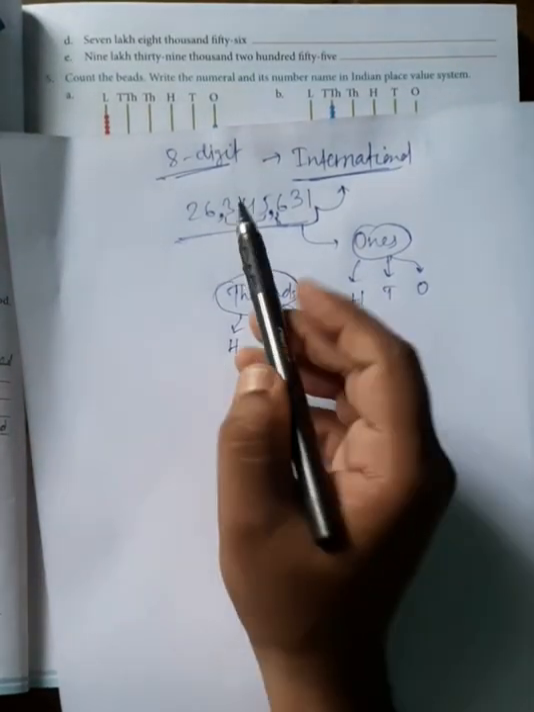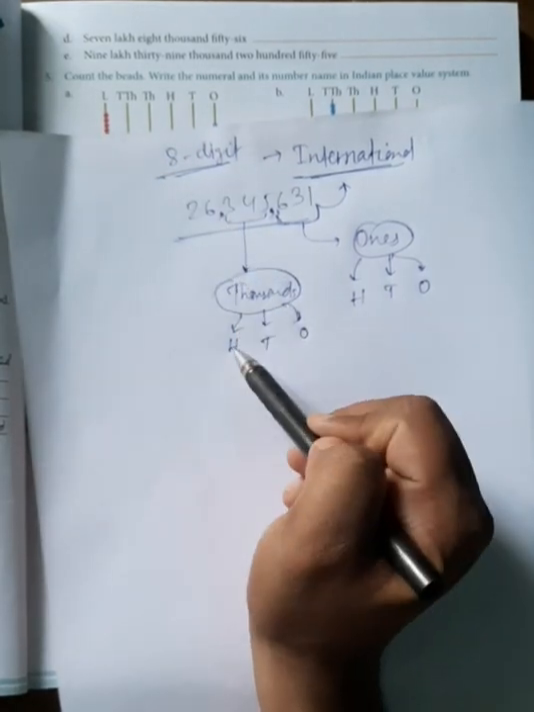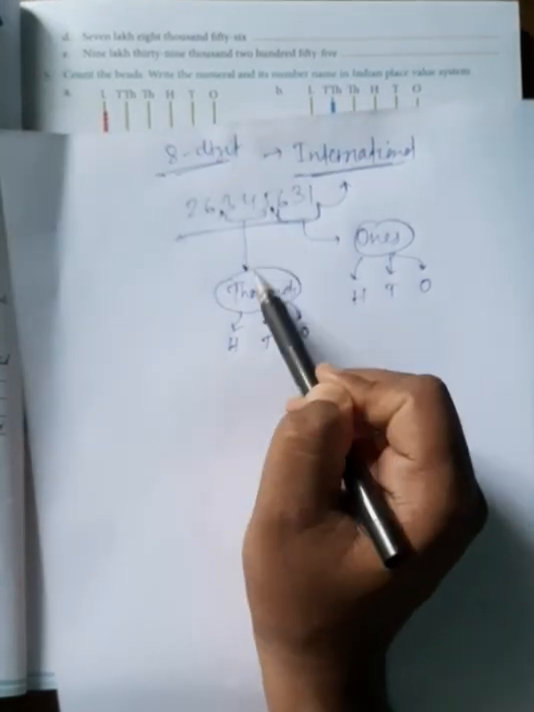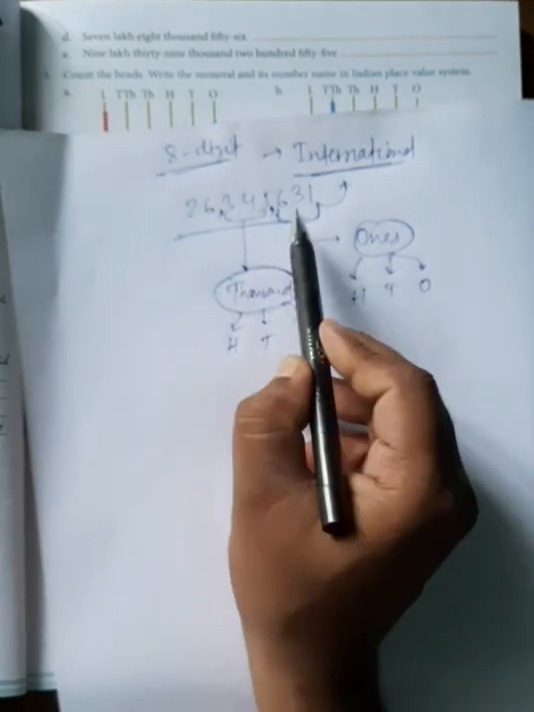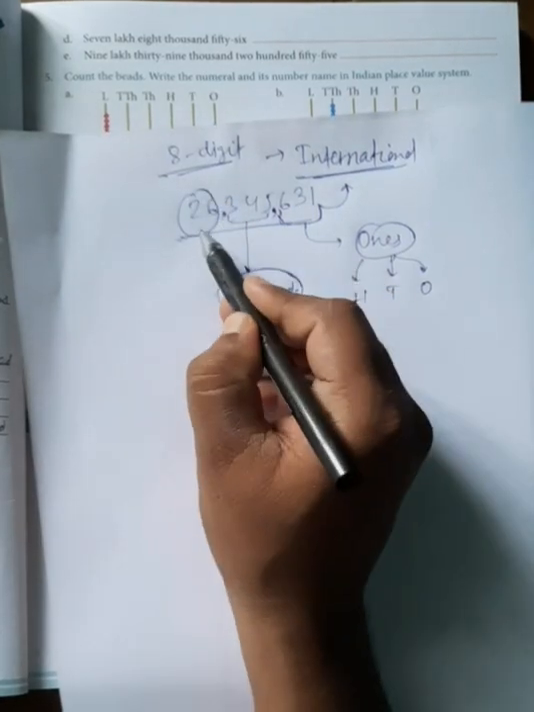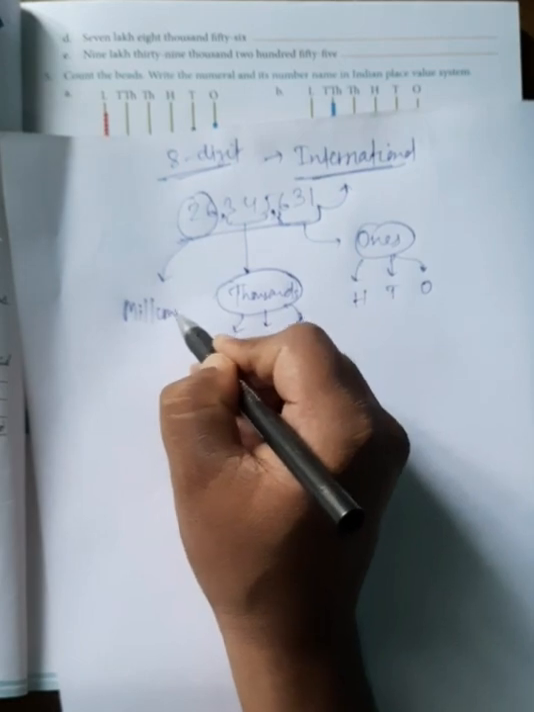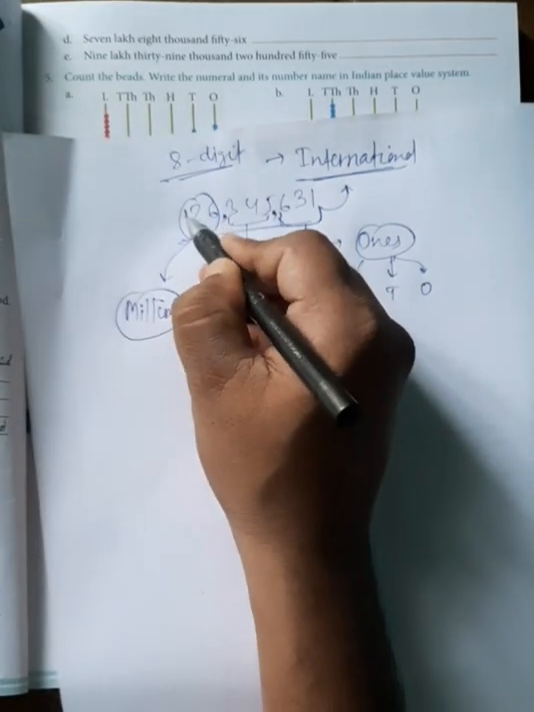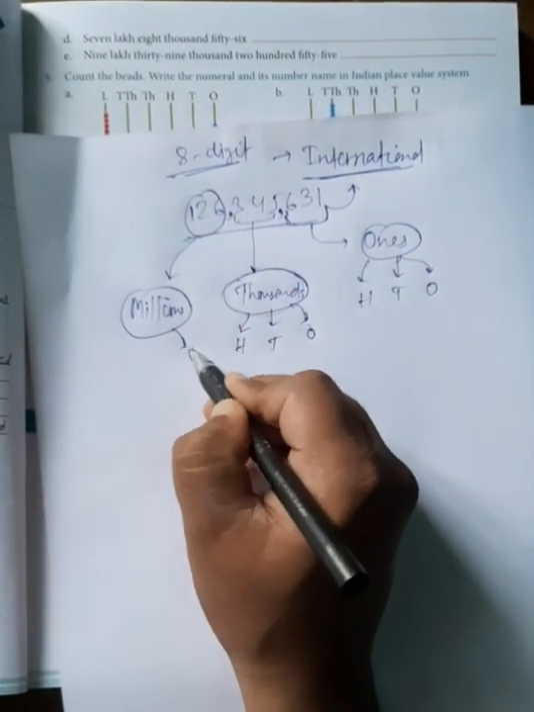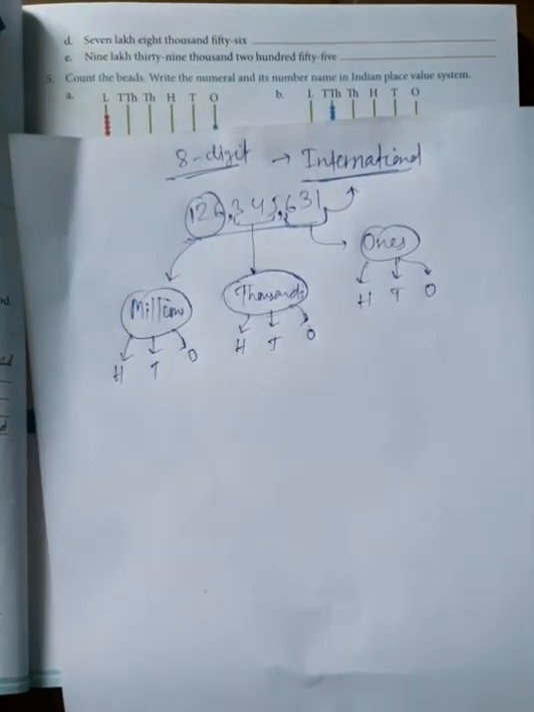So this is 345 thousand and 631. And the third period of this is millions. And again if I am taking 1 here, so ones million, tens million and hundred million. See, this is how you can write a number name according to the International Place Value System.